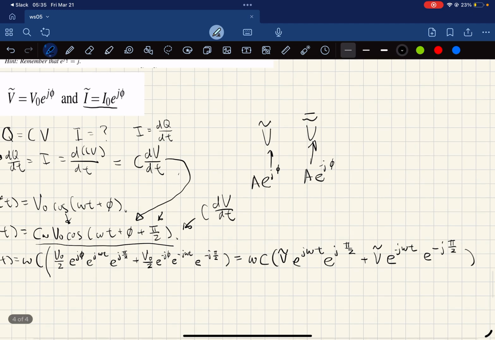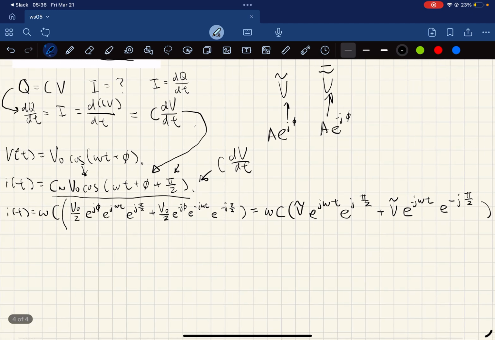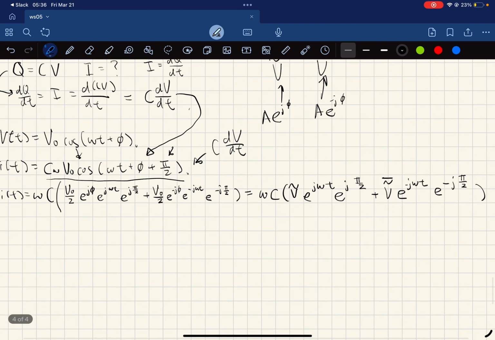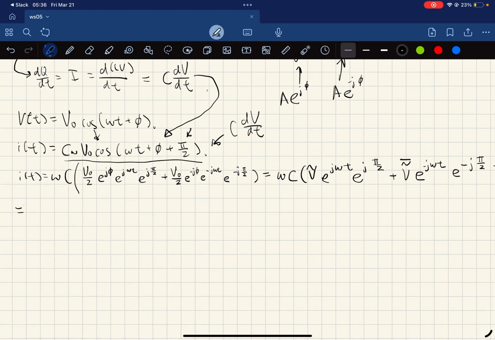So with our simplification here, I actually messed up. This is the complex conjugate of the phasor. So let's keep chugging along. That's equal to omega C.